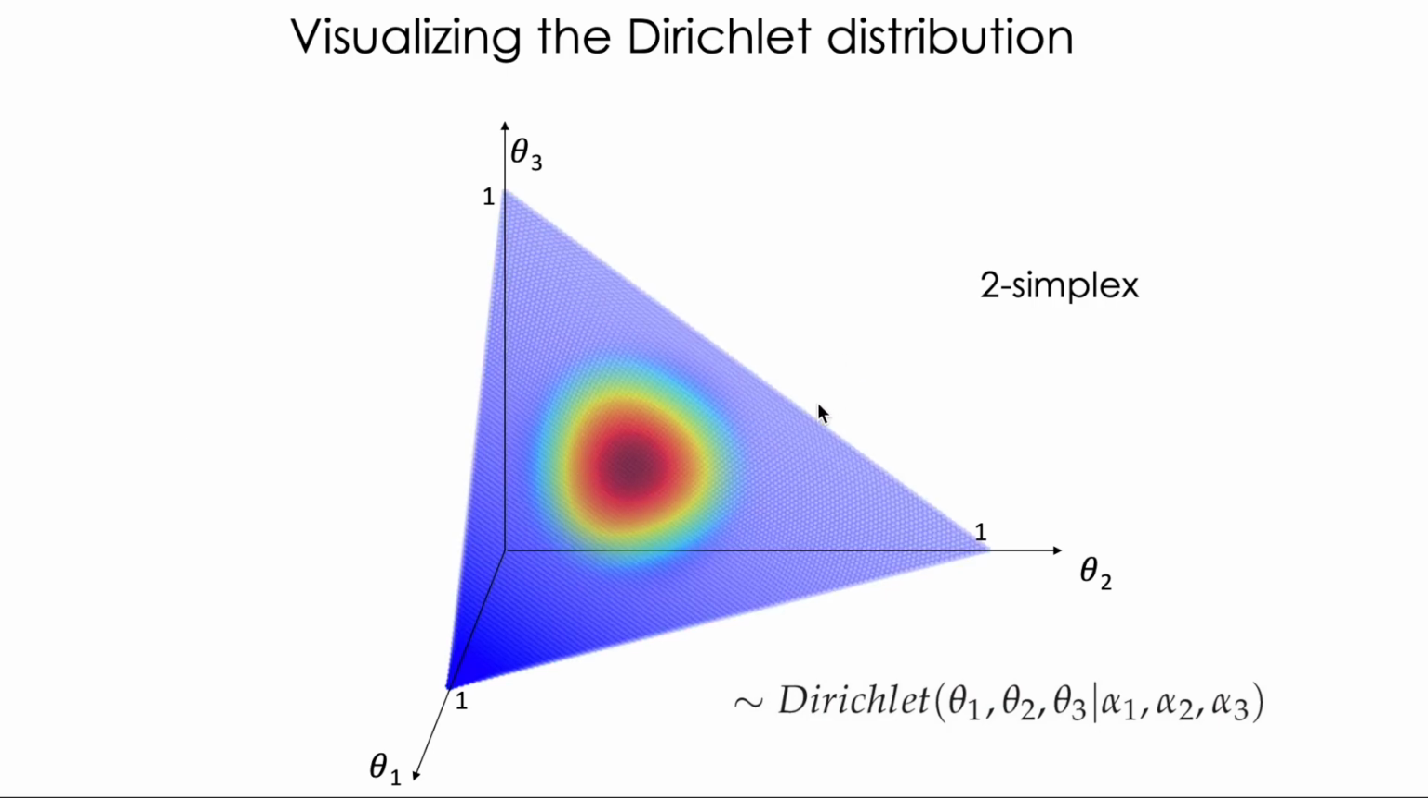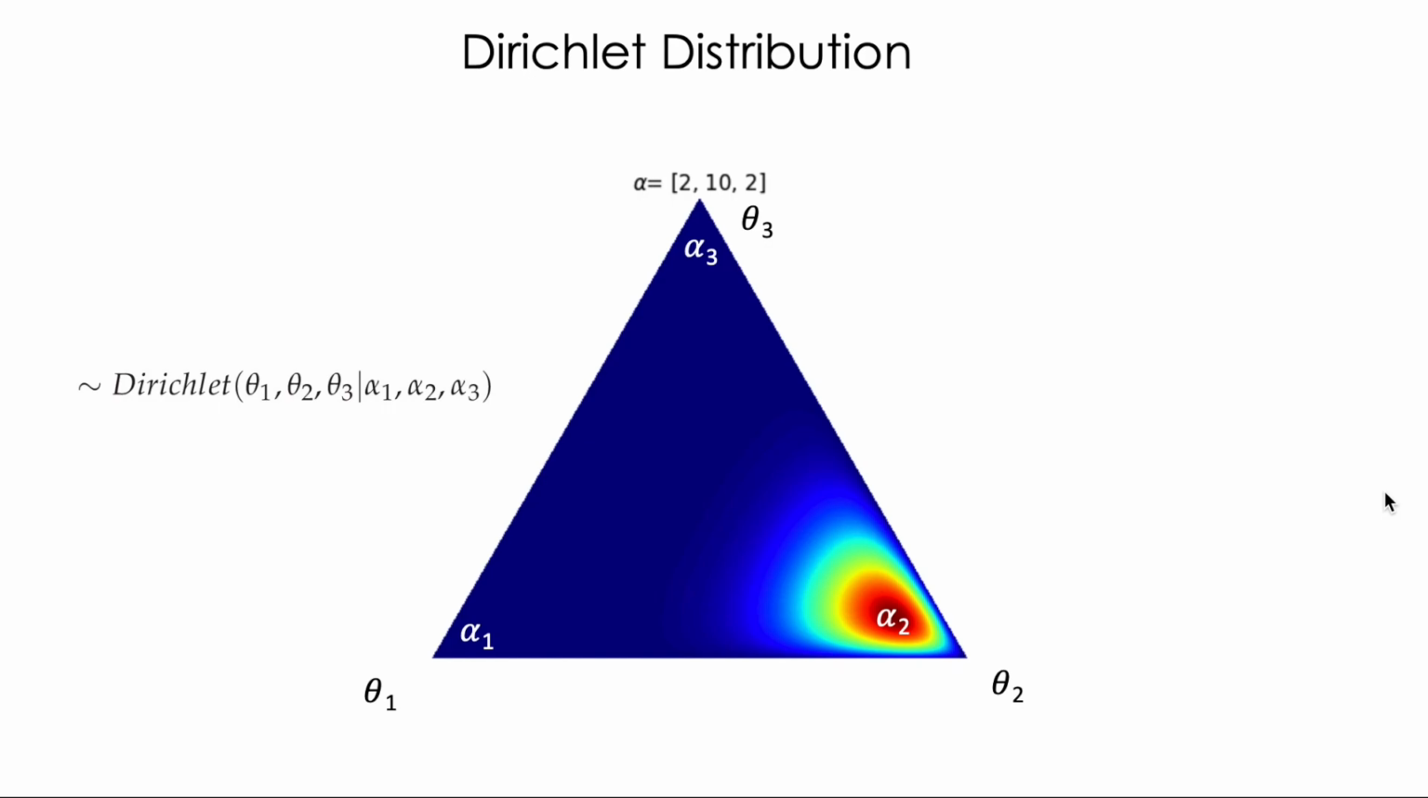For example, this could be a Dirichlet distribution in which most of the probability mass is concentrated here in the middle. And we're going to have things like this one. Here, the mass is shifting towards theta 2. So in this case, theta 2 is going to be more likely than the others. So let's see more cases. I'm going to visualize the triangle now in 2 dimensions, but it's the same thing.